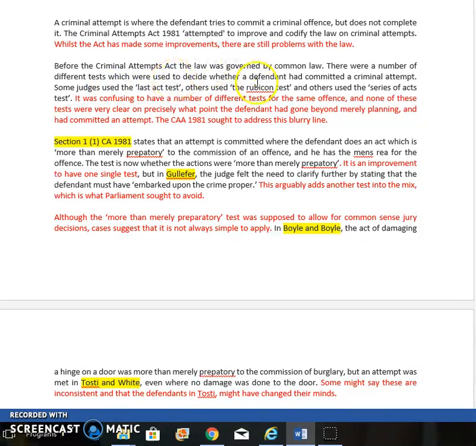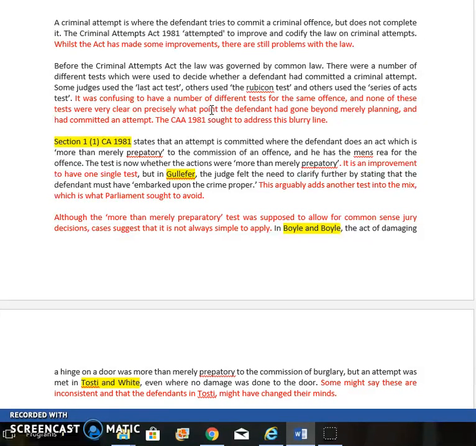Now, just from describing those 3 tests, you can see that they're problematic because they're all vague and they're not clear. As I've put here, my evaluation points, it's confusing to have a number of different tests. It'd be much better if there was just one single test. And of course, they're not very clear either. So it was difficult to decide at what point has our defendant gone beyond planning and has committed an actual attempt.